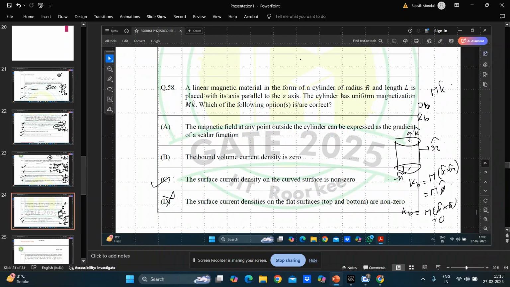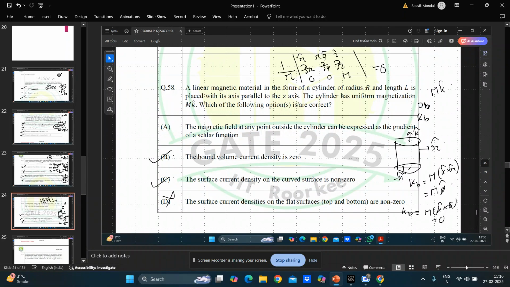So you have to check the cross product, right? So what is the cross product? R hat, R phi hat, Z hat; del del r, del del phi, del del z; and here 0, 0, M. If you take this cross product, and there is some factor of r, it will be 0. So bound current density is 0.